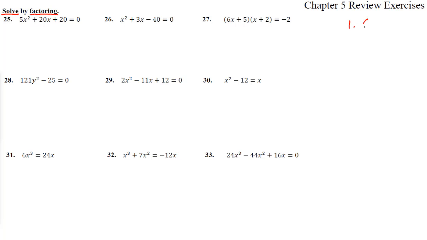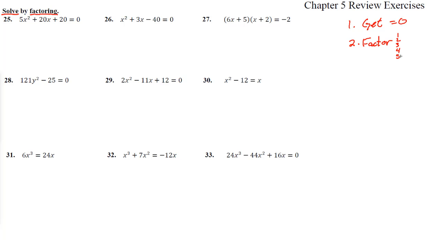Step number 1. Get everything equal to 0 and all multiplied out. So like this, number 27, we have to multiply that out before we can get it all equal to 0. And then step number 2, that is when we factor it. And remember, we pull out the greatest common factor, method 1, grouping, trinomials that are x squared plus bx plus c, leading coefficient not equal to 1, and then we have the special cases, difference of squares, sum and difference of cubes, or perfect squares.